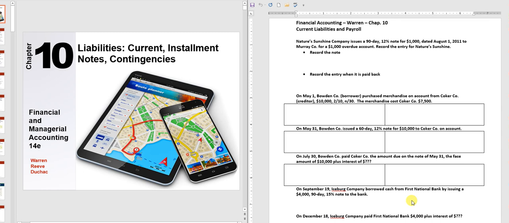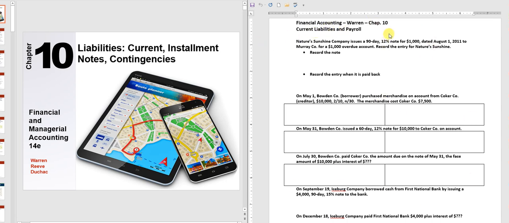But we're going to talk about the right side of the balance sheet, current liabilities or liabilities. We've been talking about assets, cash, accounts receivable, inventory, fixed assets. Now we're moving to the other side of the balance sheet, liabilities.